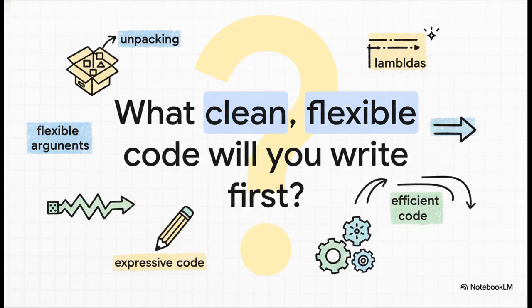So there you have it: unpacking, flexible arguments, and lambdas. These aren't just tricks, they are the fundamental building blocks for writing truly clean, efficient, and expressive Python code. They let you write less to achieve more. So the only question left is, what clean, flexible code will you write first?